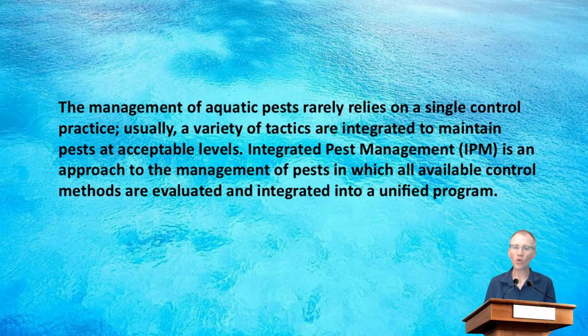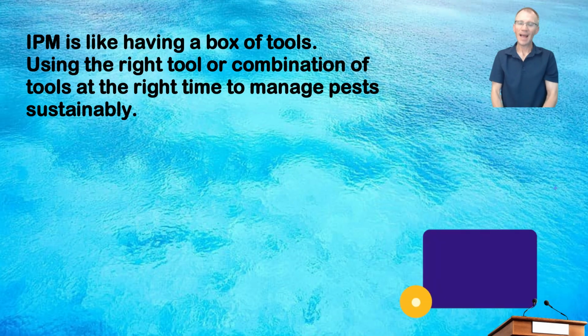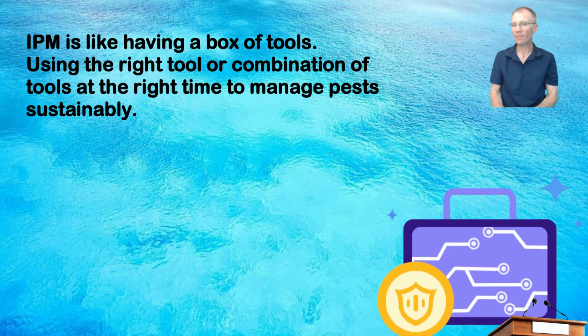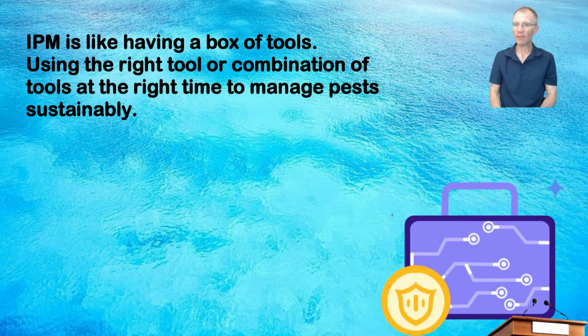The management of aquatic pests rarely relies on a single control practice. Usually, a variety of tactics are integrated to maintain pests at acceptable levels. Integrated pest management, known as IPM, is an approach to the management of pests in which all available control methods are evaluated and integrated into a unified program. IPM is like having a box of tools, using the right tool or combination of tools at the right time to manage pests sustainably.